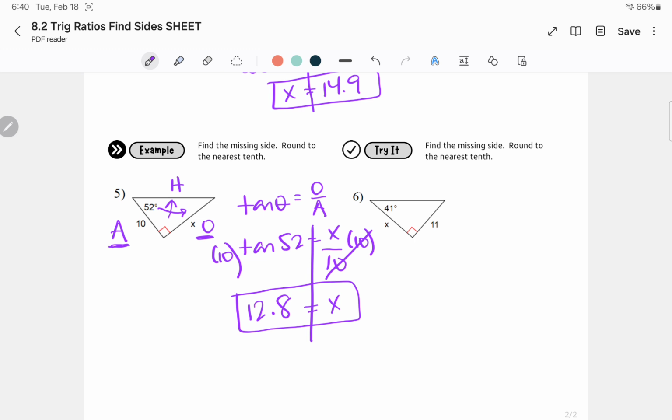Here, I'll pause before I go to the next one. In case you're pausing as you go, that's fine too. So hopefully you now are pausing to do number 6. All right, let's do number 6.